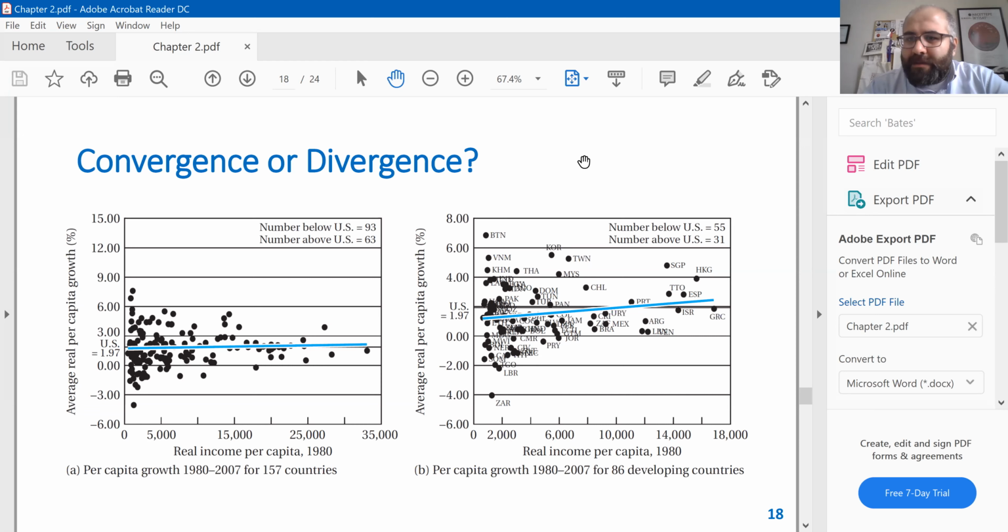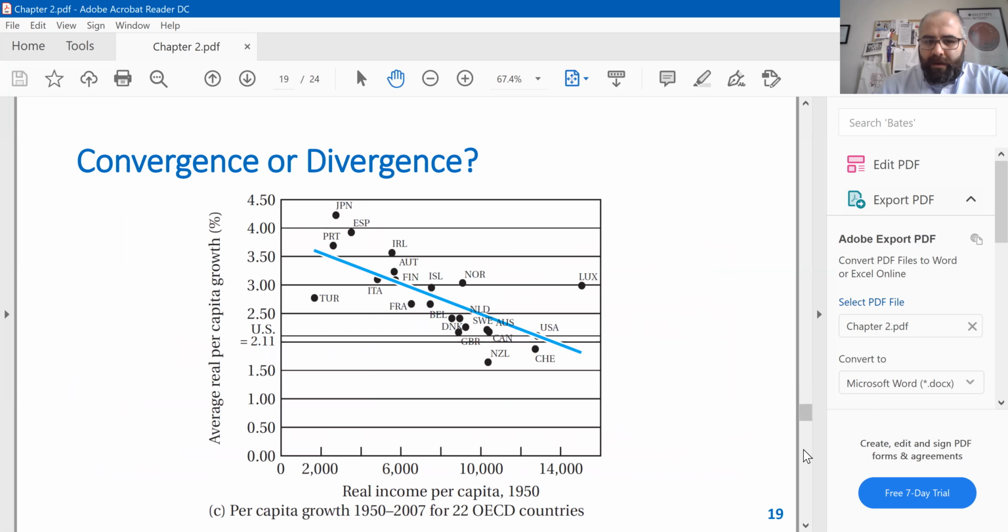Because we want this relationship to be inverse, to be negatively correlated. We want these variables to be negatively correlated so that poorer economies grow faster, and then we have relative income convergence. Okay. As you see, in global terms, there's no such convergence. But if you look at only the OECD economies, okay, there is that correlation.